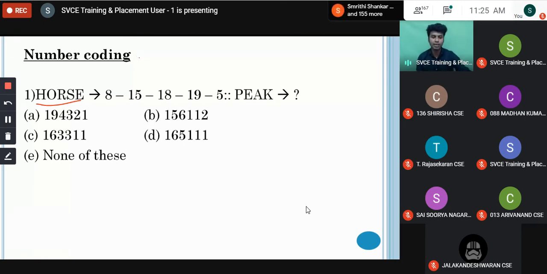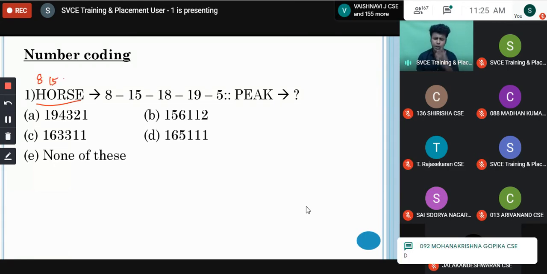So now tell me, HORSE is written as 8, 5, 15, 19 and 5. So in the same way, how is SPEAK written? Anyone? What is the logic here? For this reason only, you need to know the alphabets and their values. So H's value is nothing but 8. O's value is nothing but 15. What do you mean by value, sir?